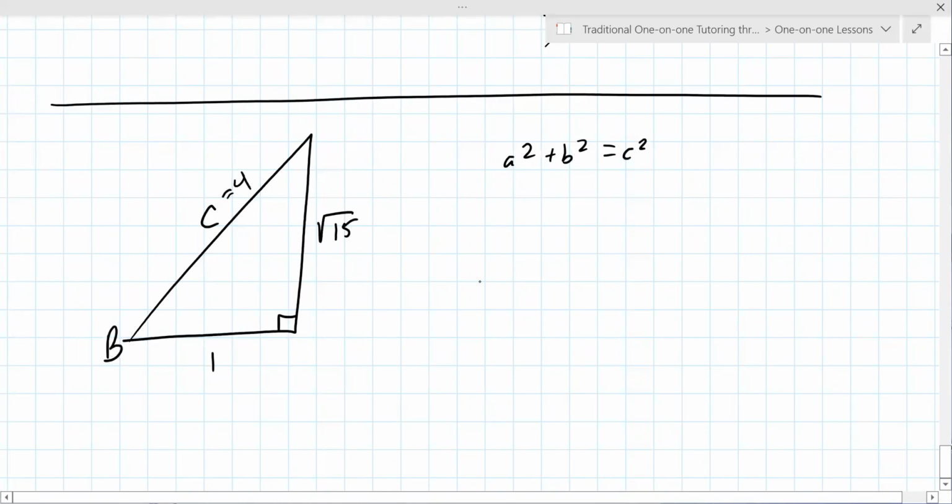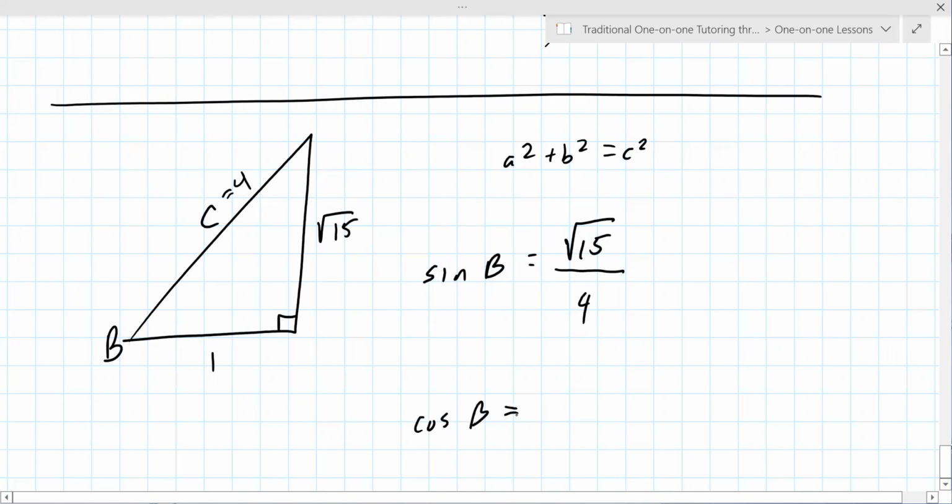Now let's say I wanted you to find the sine of B. You do opposite over hypotenuse, which is square root of 15 over 4. What goes in the numerator? The 4 goes down there. Not the sine, the square root of 15. Yes, square root of 15 over 4.